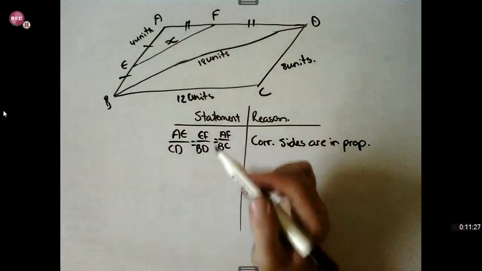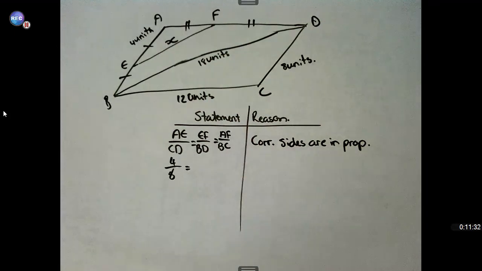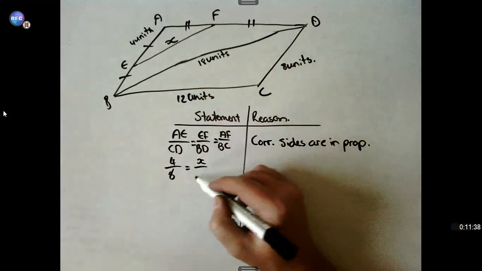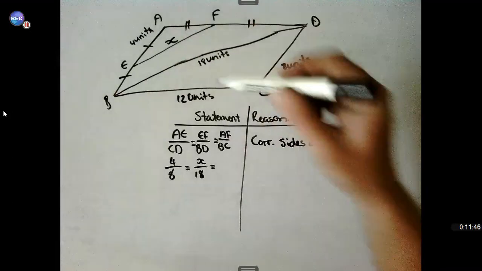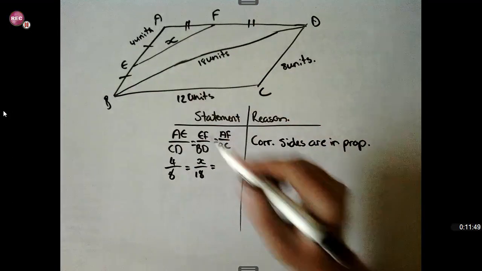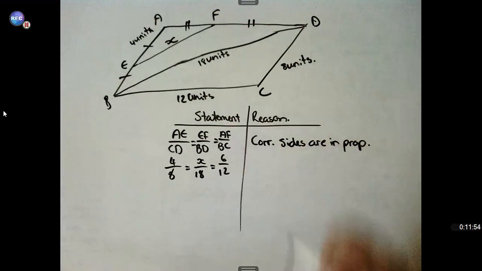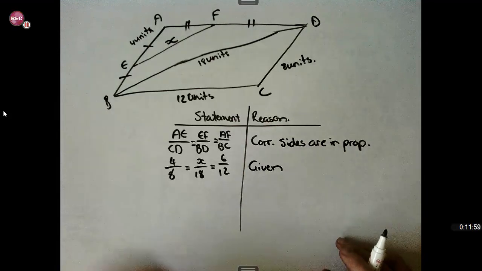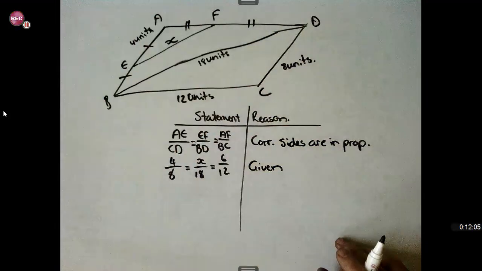Okay, so AE is 4 over 8. Then for EF is obviously X, and then we've got BD, which is 18 units. Okay. Then AF is over here. Obviously BC is 12 units, so that would be half of 12. So we'll have 6 over 12 here. And this reason would obviously be given because I gave you the measurement, and with a bit of common sense, you'd understand that these sides are half of the rest of the other sides.